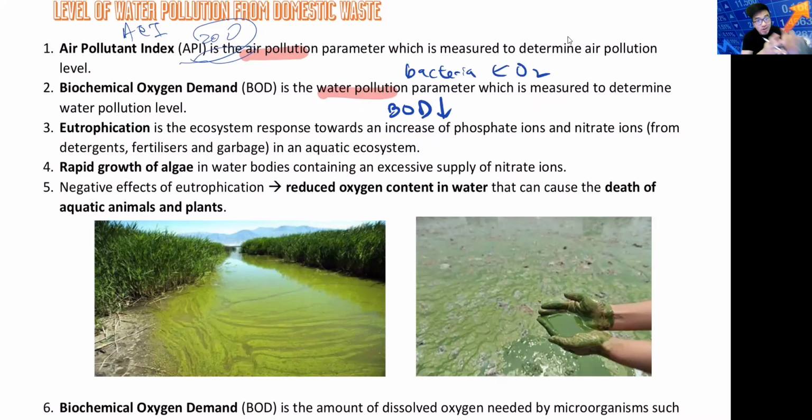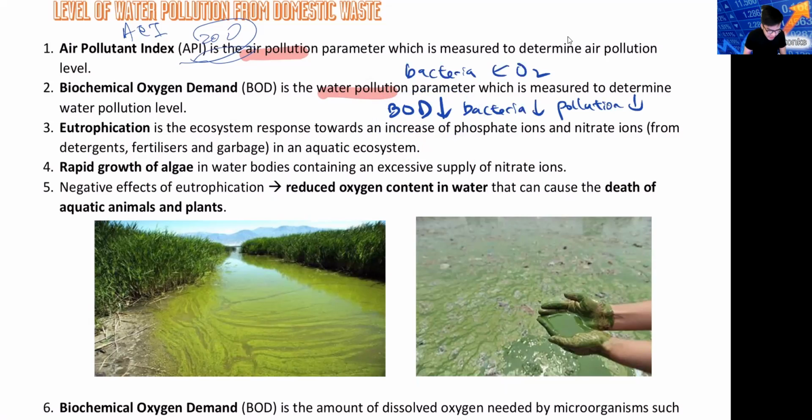You get what I'm trying to say? Because bacteria wants oxygen, right? So if your water wants oxygen, your water has bacteria. Okay, so if your BOD is very low, that means your water doesn't want oxygen. I hope I'm not confusing you. If the water doesn't want oxygen, that means the bacteria also very low. That means the pollution is very low. That means this water is clean. If your river has very low BOD, that means the river water is very clean.